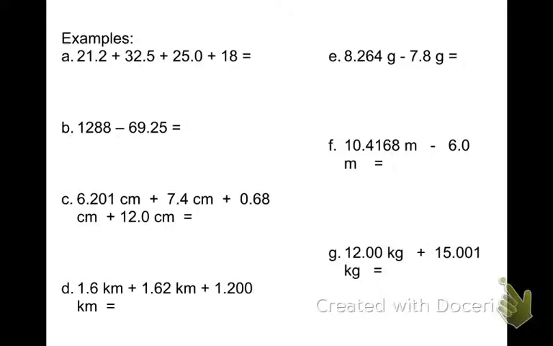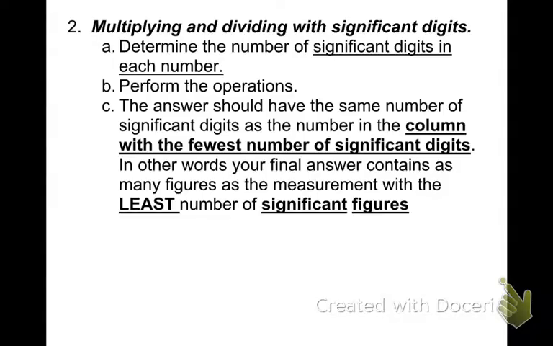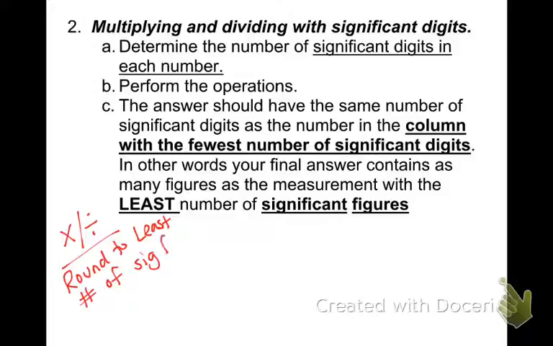Multiplication and division is a little different. So instead of rounding to the least number of decimal places, we're now rounding to the least number of significant figures. So you're going to perform the operations just like you want to. And then the rule for this one, for multiplication and division, is you round to the least number of sig figs.